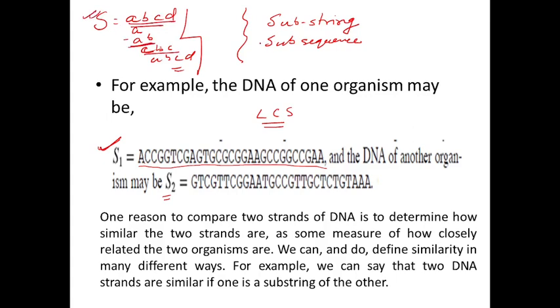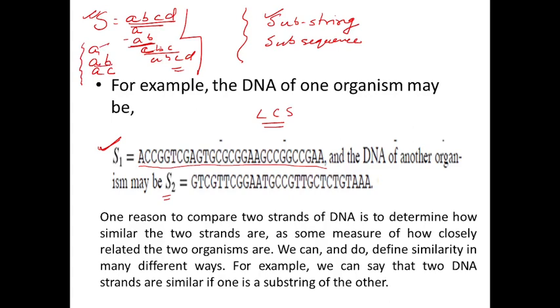Whereas subsequences are different. A can be a subsequence, AB also can be a subsequence, but AC also can be a subsequence. This is the slight difference. That means all substrings are subsequences, but all subsequences are not substrings.